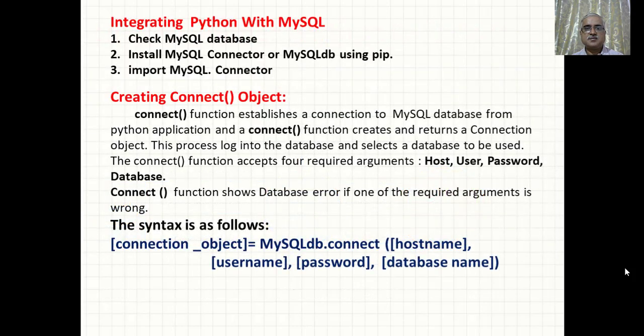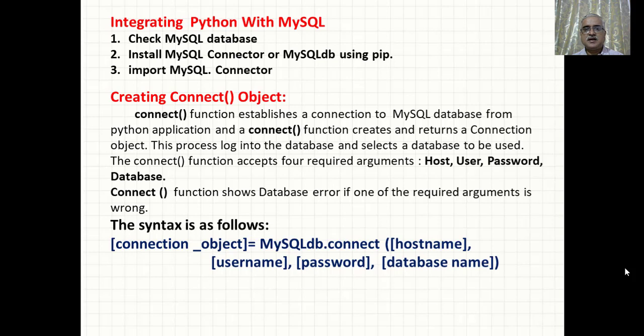Now we will discuss how to integrate Python with MySQL. First, we have to check for the MySQL database in our system. Next, we have to install the MySQL connector, and it is a database API. It enables Python scripts to access any database engine. It is different for different databases. For example, for MySQL it is MySQLdb. For Oracle it is cx_Oracle.